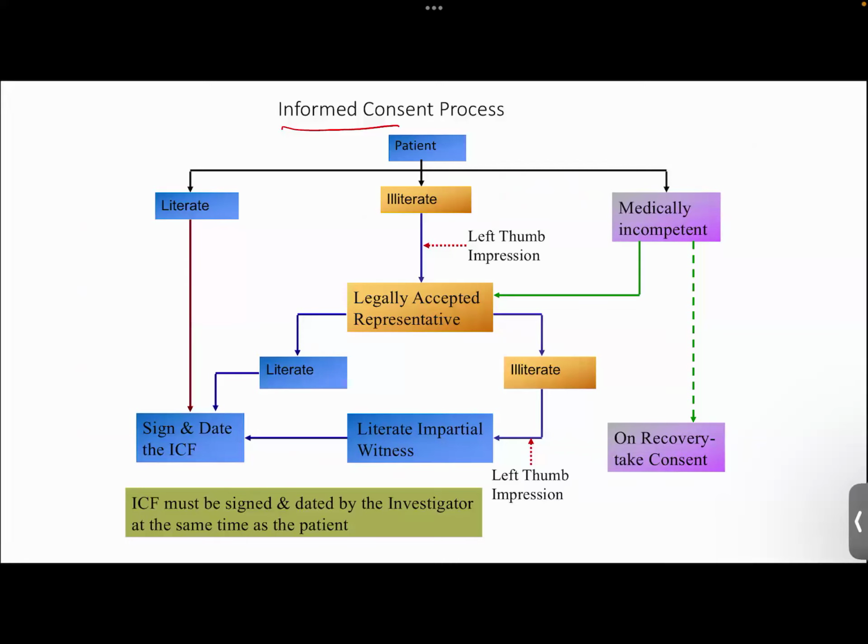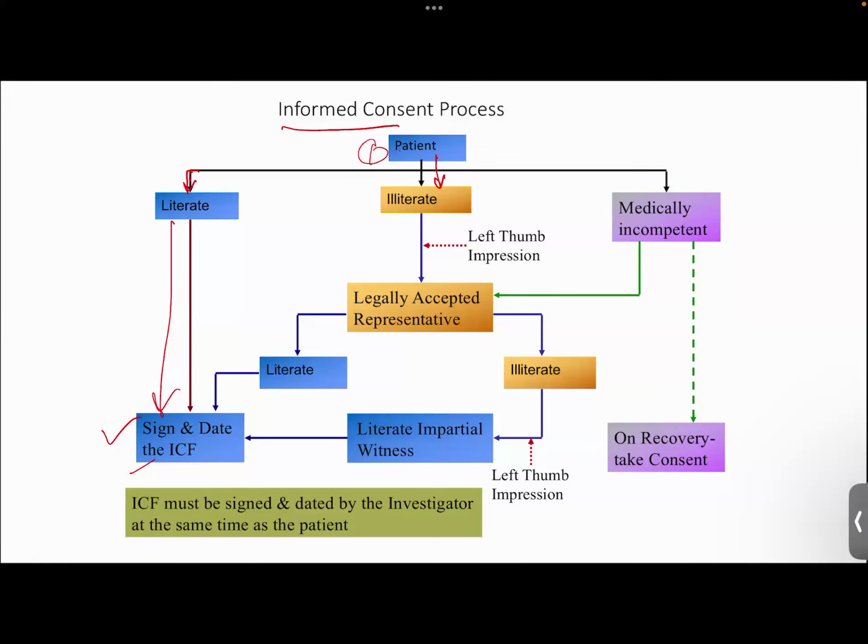So this is a little diagram that summarizes the whole consenting process. Just follow with me. First, imagine the patient is this blue line. We are first following the blue line, then yellow, then purple, right? So the patient is literate, adult, in very good condition. No problem for the consenting team. He will come, sign, date, done. Very nice, excellent. Now the patient is not literate, he is illiterate.